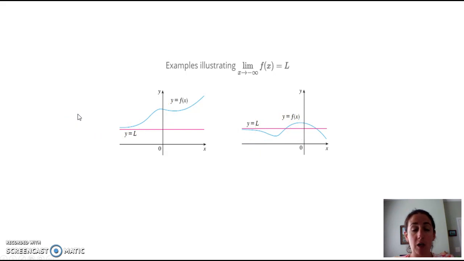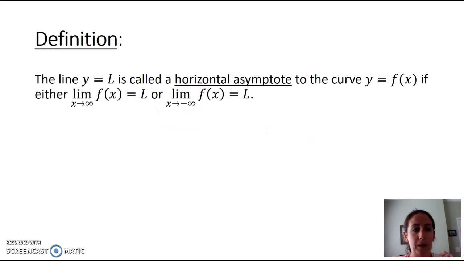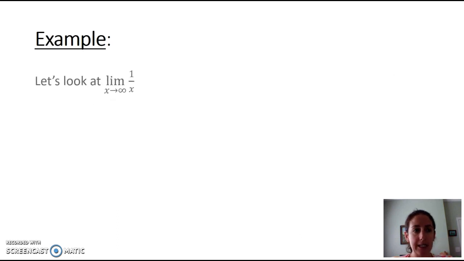And as we've mentioned already what those lines are called, but I'll formally define it for you. The line y equals L is called a horizontal asymptote to the curve y equals f of x, if either the limit as x approaches positive infinity of f of x is equal to L, or the limit as x approaches negative infinity of f of x equals L. All right, let's look at an example.